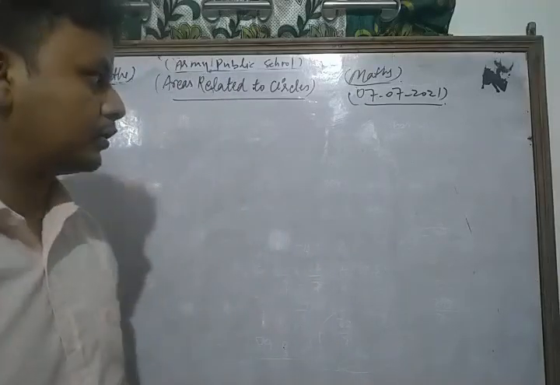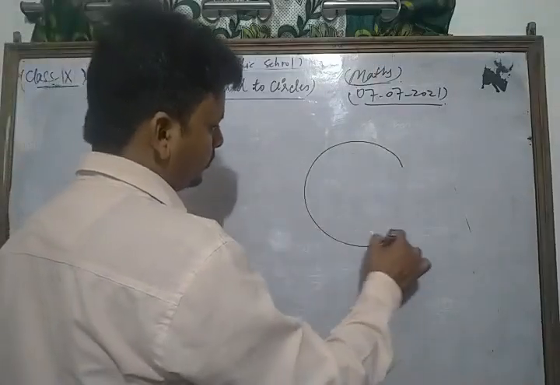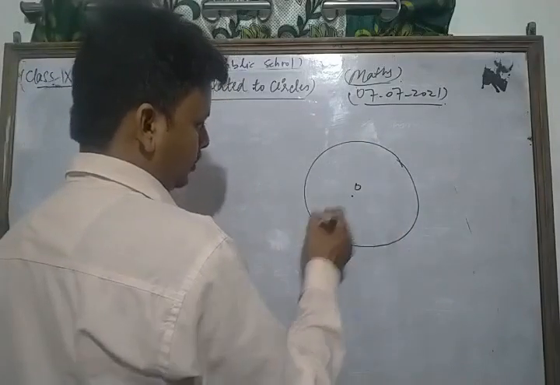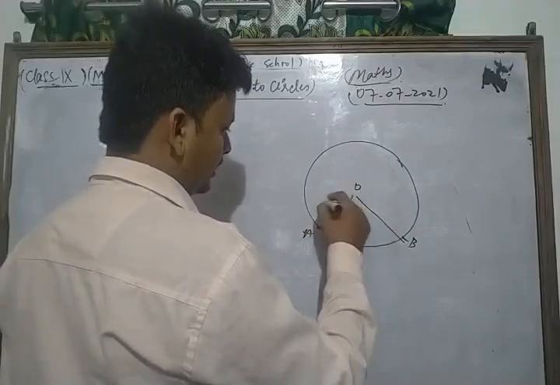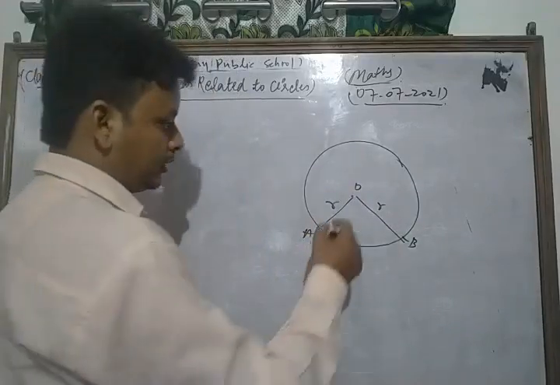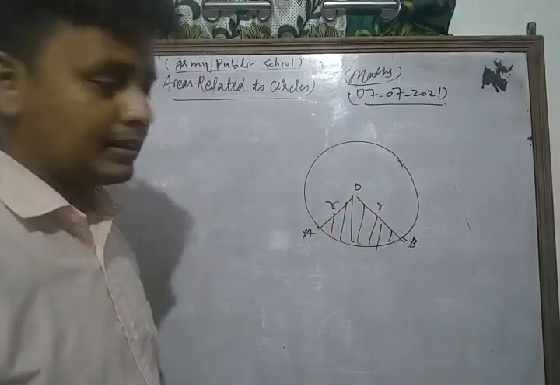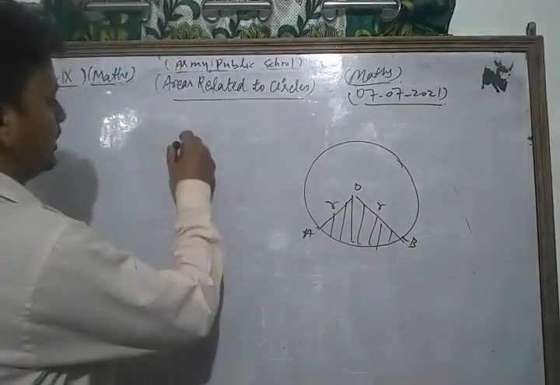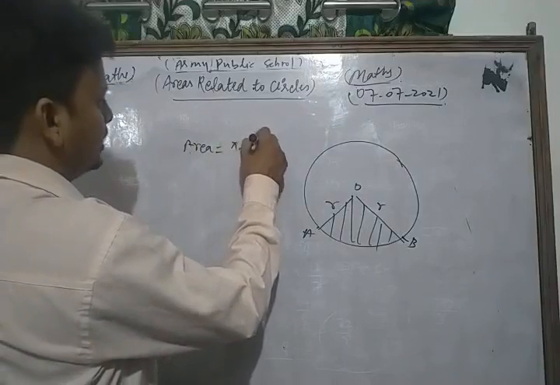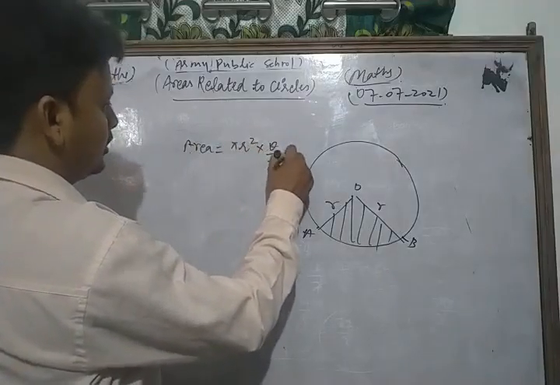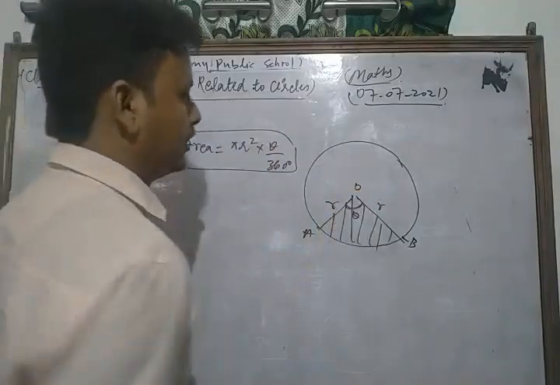First of all, we discuss a very important concept related to the circle: the sector of the circle. You know that in the previous class we discussed the sector. Suppose O, A, B are points on the circle, and we join OA and OB. These are the radii of the circle, and the region bounded by them is known as the sector of a circle. This is the sector of the circle, and its area is given by pi r square into theta upon 360 degree. Here theta is the central angle subtended by an arc at the center of the circle.